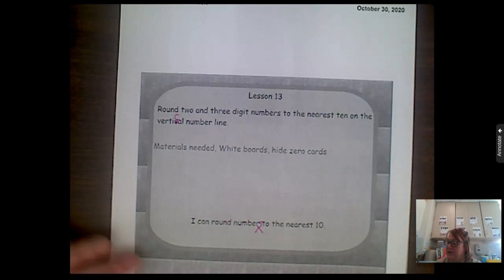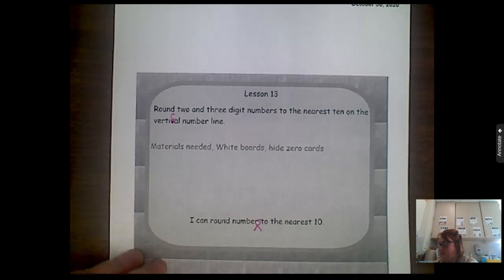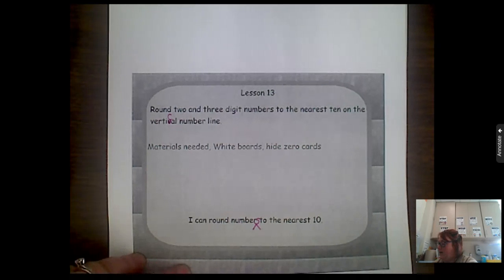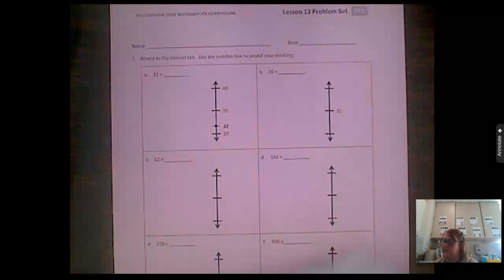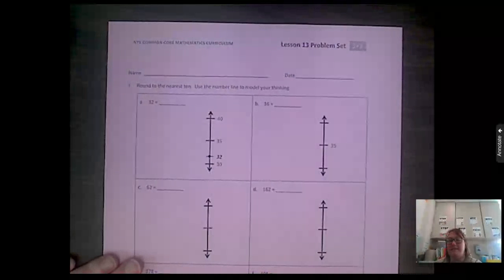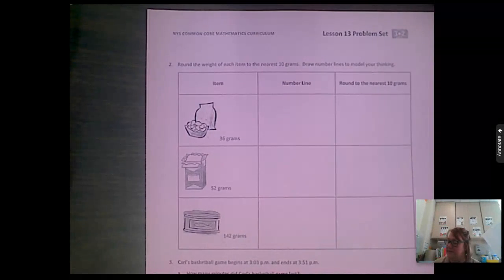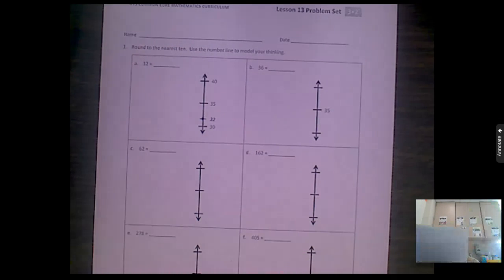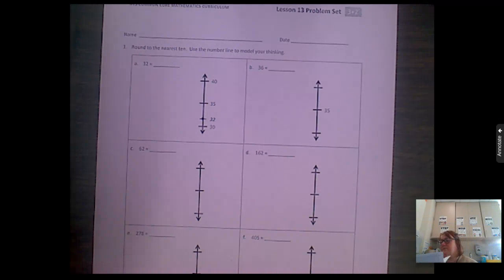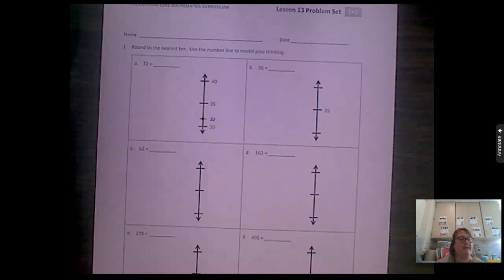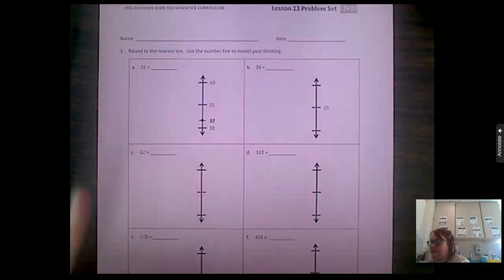Before we start with our problem set, if you want to just make sure that you are set for today, our pink problem set looks like this. Lesson 13 problem set, that's the front, and there's the back. Okay, so make sure you have your problem set ready. You need a pencil. But before we jump into that, I just have a little bit of practice that we're going to do on a vertical number line.